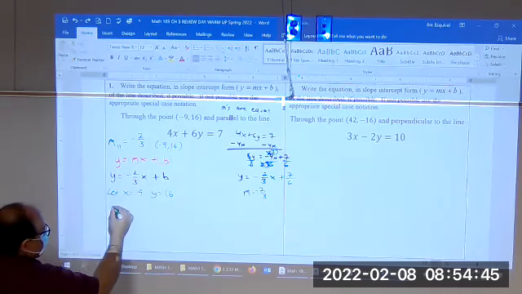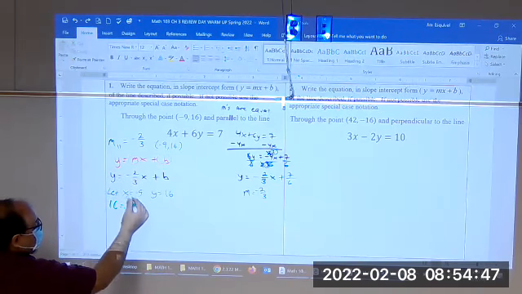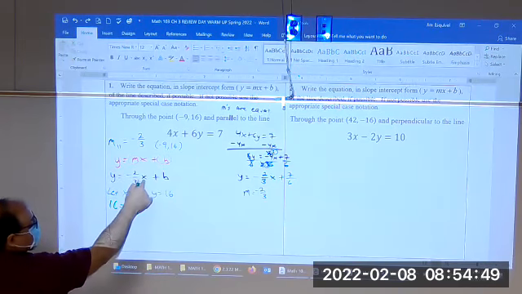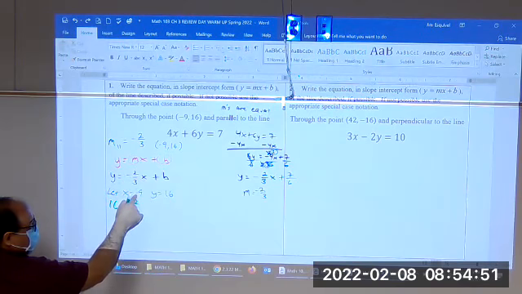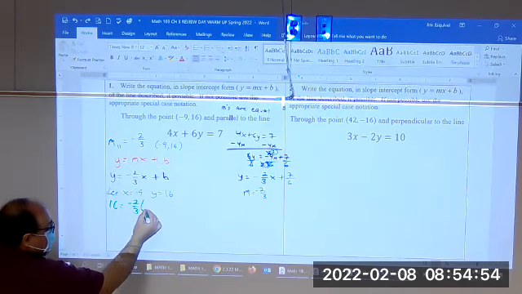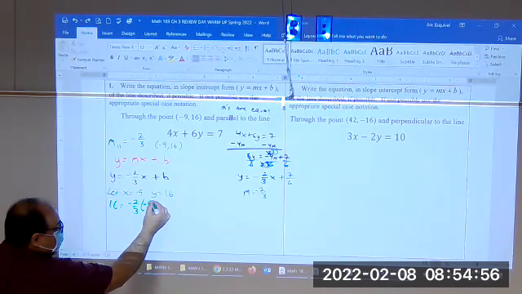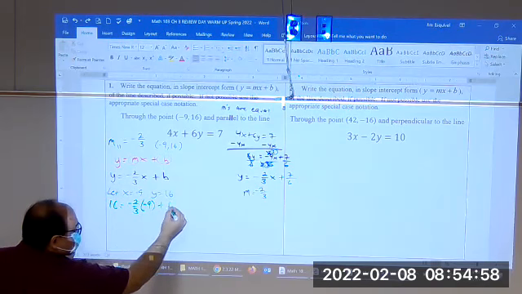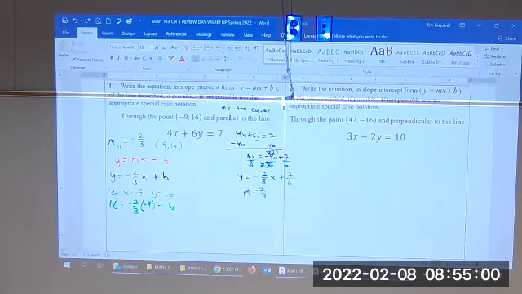4 for y, 16. -2/3 times x. Be careful, don't forget it's a negative. -9 and then plus b. Don't know what b is, so bring it on down.